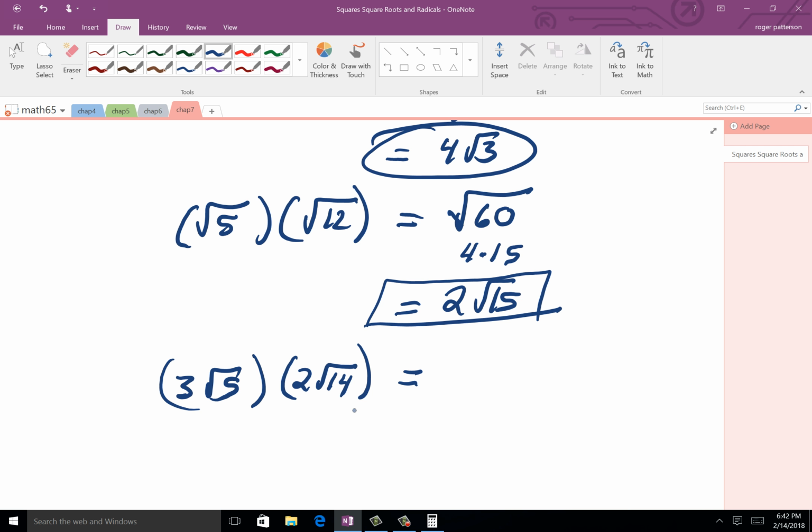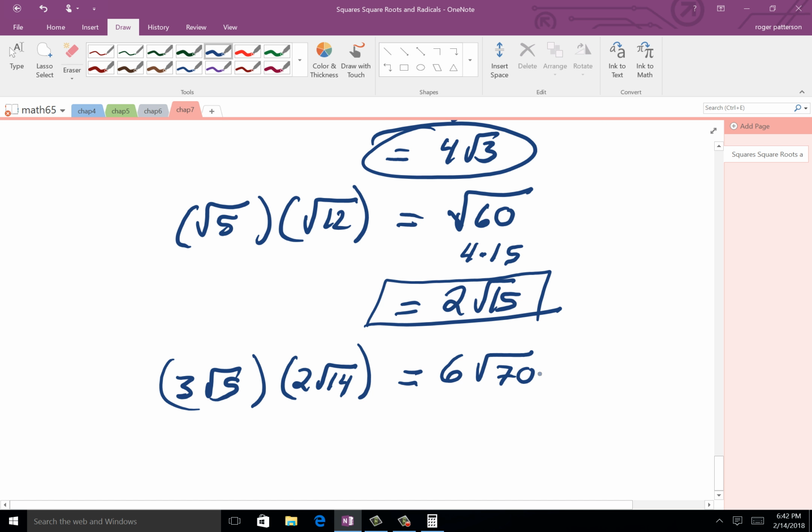So in this situation, we're still going to multiply these two, but we're also going to multiply these two. So it's the number out in front and the number inside. So it's going to be 6 on the outside, and then we need 5 times 14. What does 5 times 14 give us? 70. So again, now I'm going to check.